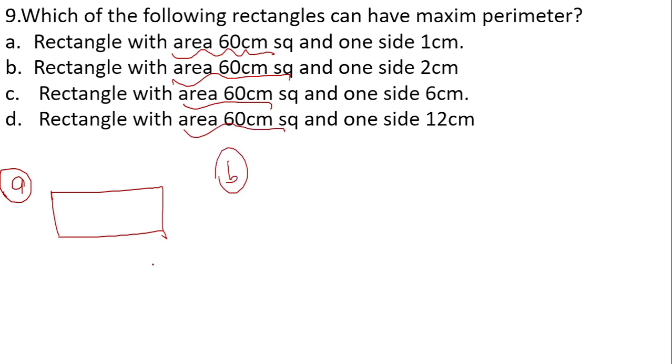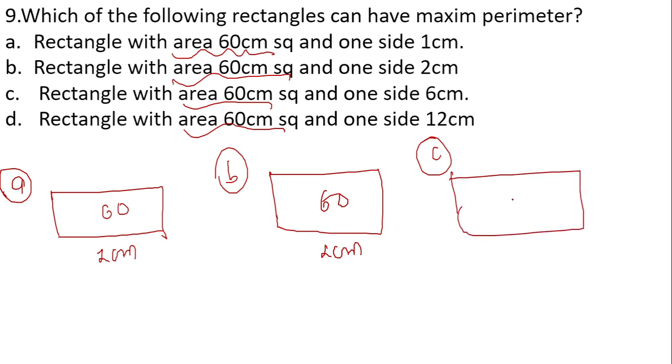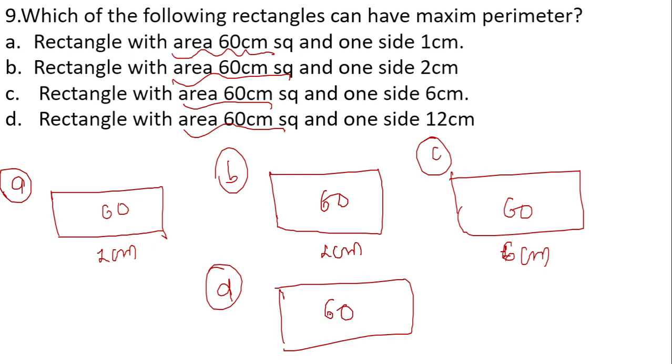In case of option number A, one side they have mentioned is 1 centimeter. In case of the second option, again the area is fixed, which is 60, but the side is 2 centimeter. In case of option number C, the rectangle of 60 area again has a different side of 6 centimeter. Please try to understand it. I am not able to draw the accurate diagram of the same size. I am just giving you an idea of what the question is actually talking about. So here again the area is 60 centimeter square and the side is 12 centimeter. What you have to understand over here is which of the following is going to have maximum perimeter.